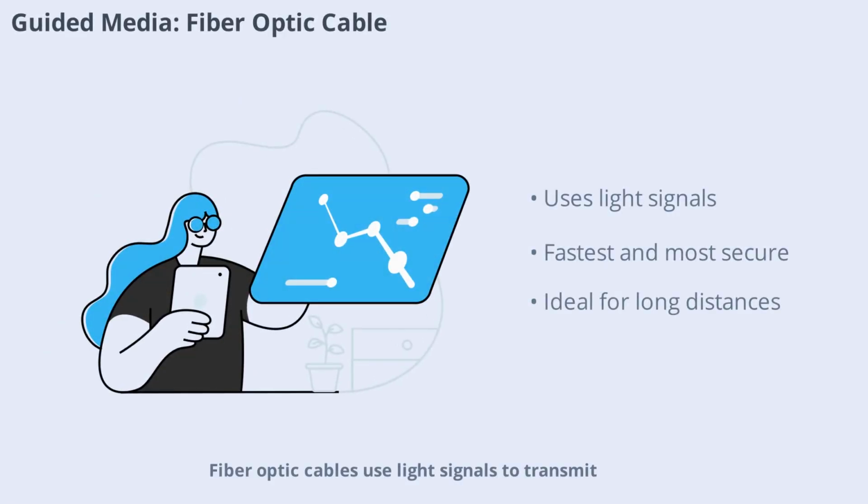Fiber optic cables use light signals to transmit data at extremely high speeds over long distances. They offer the fastest data transmission and are highly secure, making them ideal for backbone networks and critical applications. Although more expensive, fiber optics are the gold standard for modern high-speed communication.